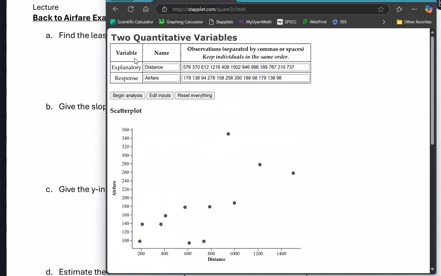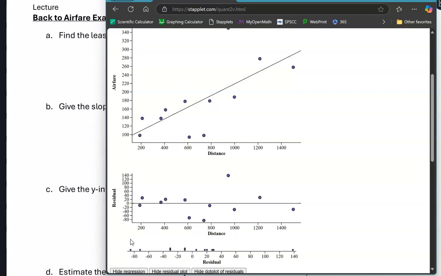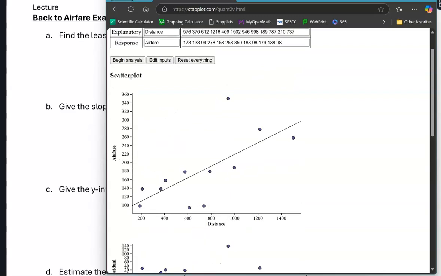I have everything still in here. This is still the distance and airfare data, my scatter plot, calculate correlation. The thing that changes is now we're going to click on calculate least squares regression line. And then a whole bunch of information pops up. So what happened to our scatter plot is now we have an equation of the line in here. So we can see how that's matching up.